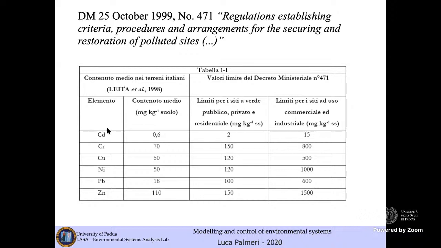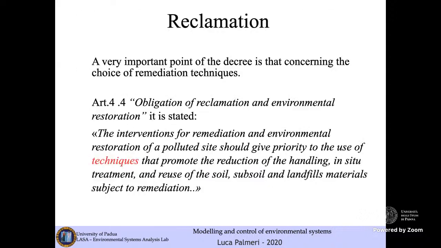These are some figures for the different elements that tell you what the acceptable concentrations are. Of course, if you look at this list, cadmium, chromium, copper, nickel, lead, and zinc, you see that cadmium is considered the most toxic one, meaning that only 0.6 milligram per kilogram of soil is allowed by law, while zinc is considered the less dangerous one, allowing by law 110 milligrams per kilogram of soil as a concentration into the topsoil.